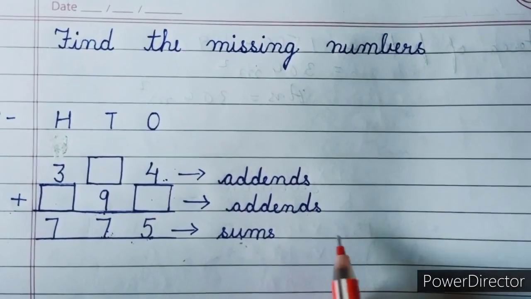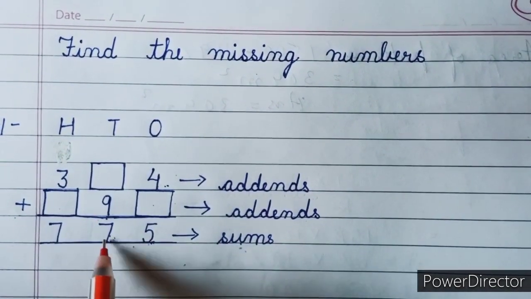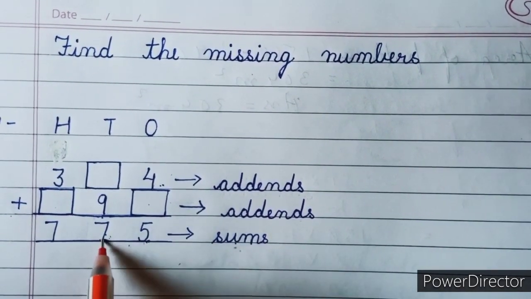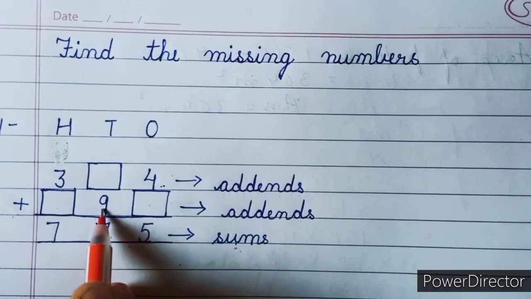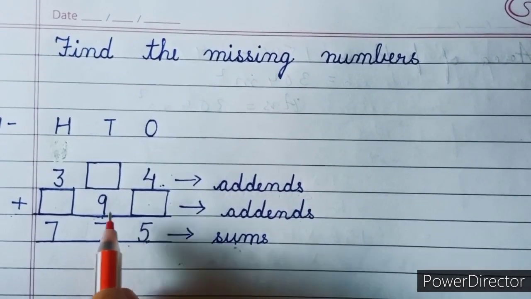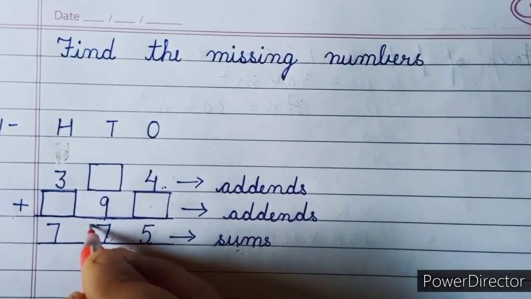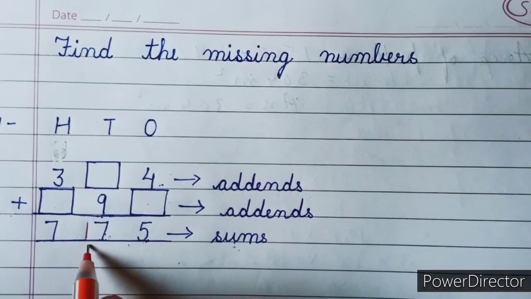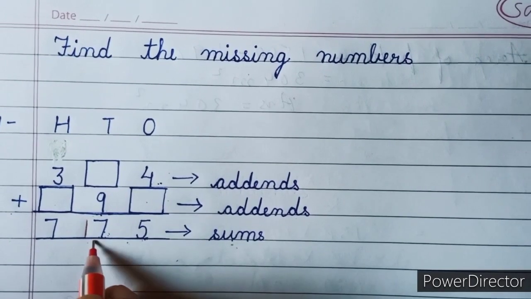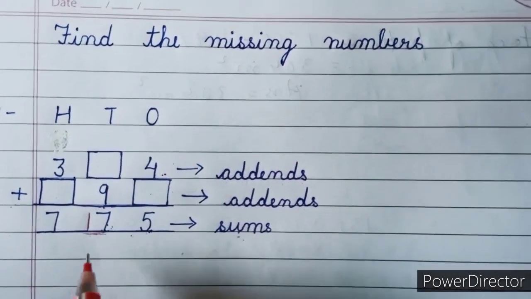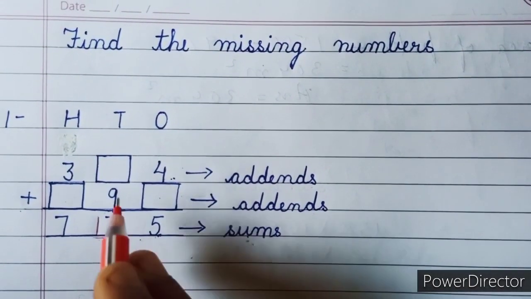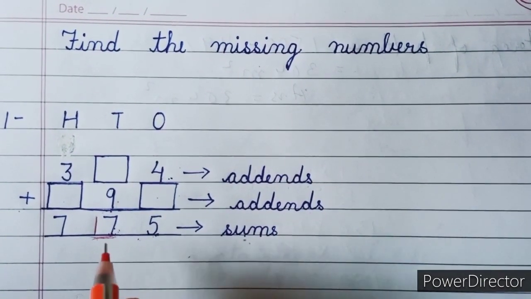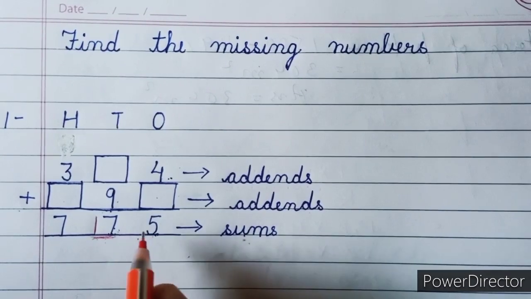But if the answer number is small and the addend number is big, then we will put 1 in front of the answer number. You can see? That is, we will make it a big number. Then we will subtract the addend's number from the bigger number. The bigger number means the answer number. Okay?